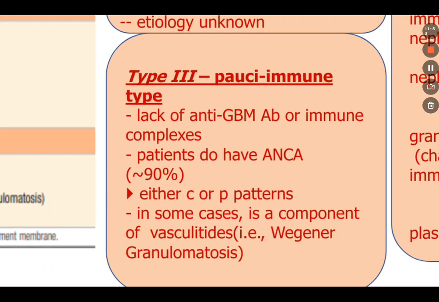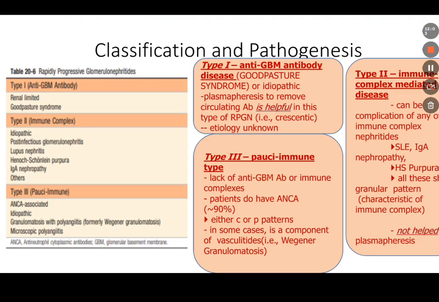Type 3 is pauci-immune. So the word pauci means lack. So there is a lack of anti-GBM antibodies or any immune complexes. Patients do have ANCA antibodies, either C or P, and there is a component of vasculitis as well.